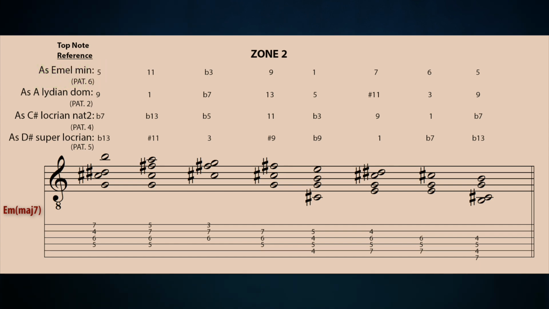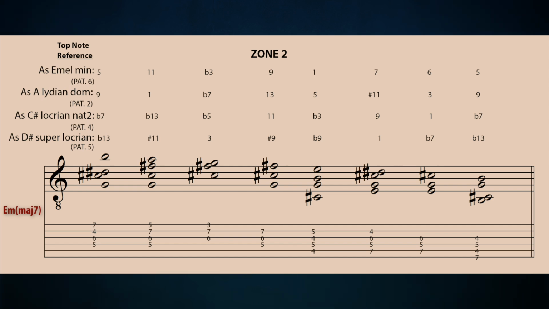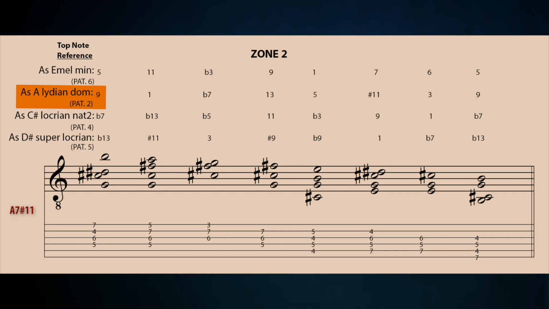However, if you go down the list, you can see that the same set of shapes take on a whole new identity depending on where you view the root of the related melodic minor mode. If viewing it in relation to the Lydian dominant, the shapes now identify an A7 sharp 11.